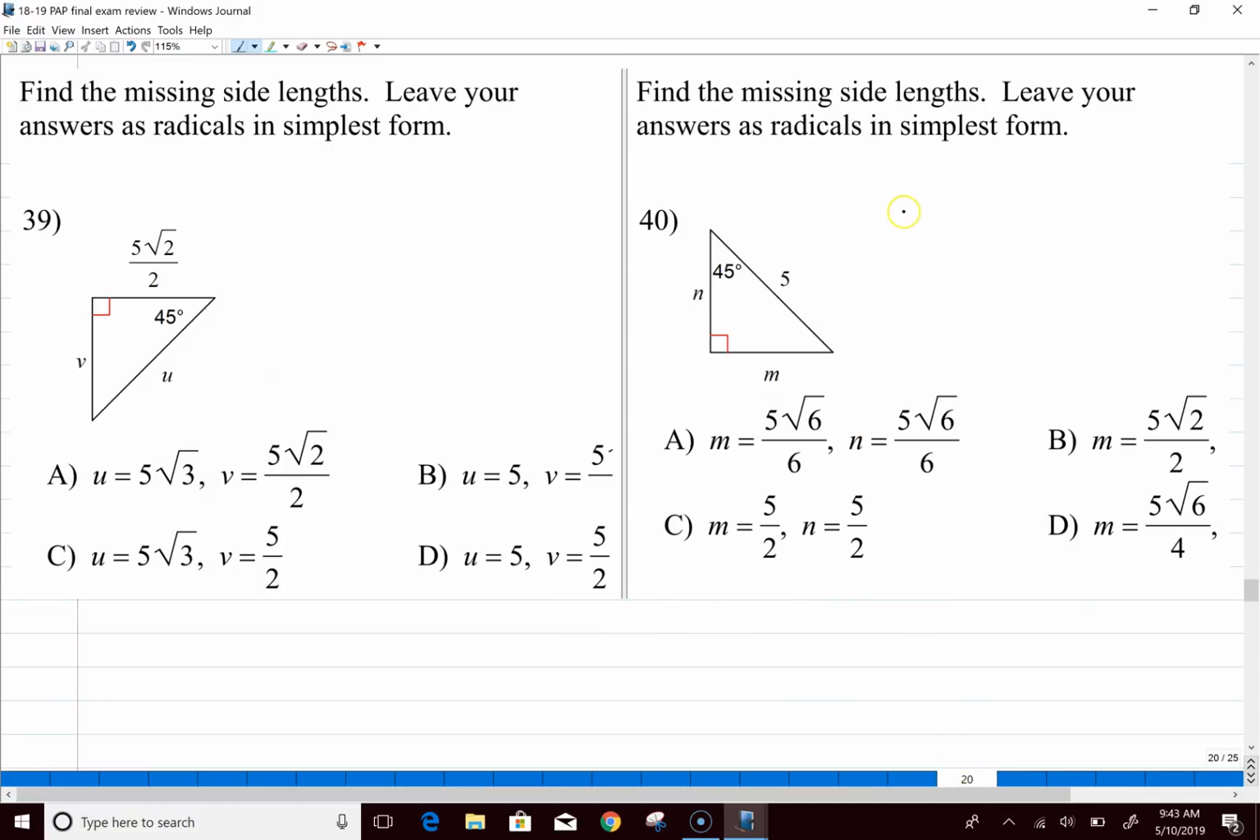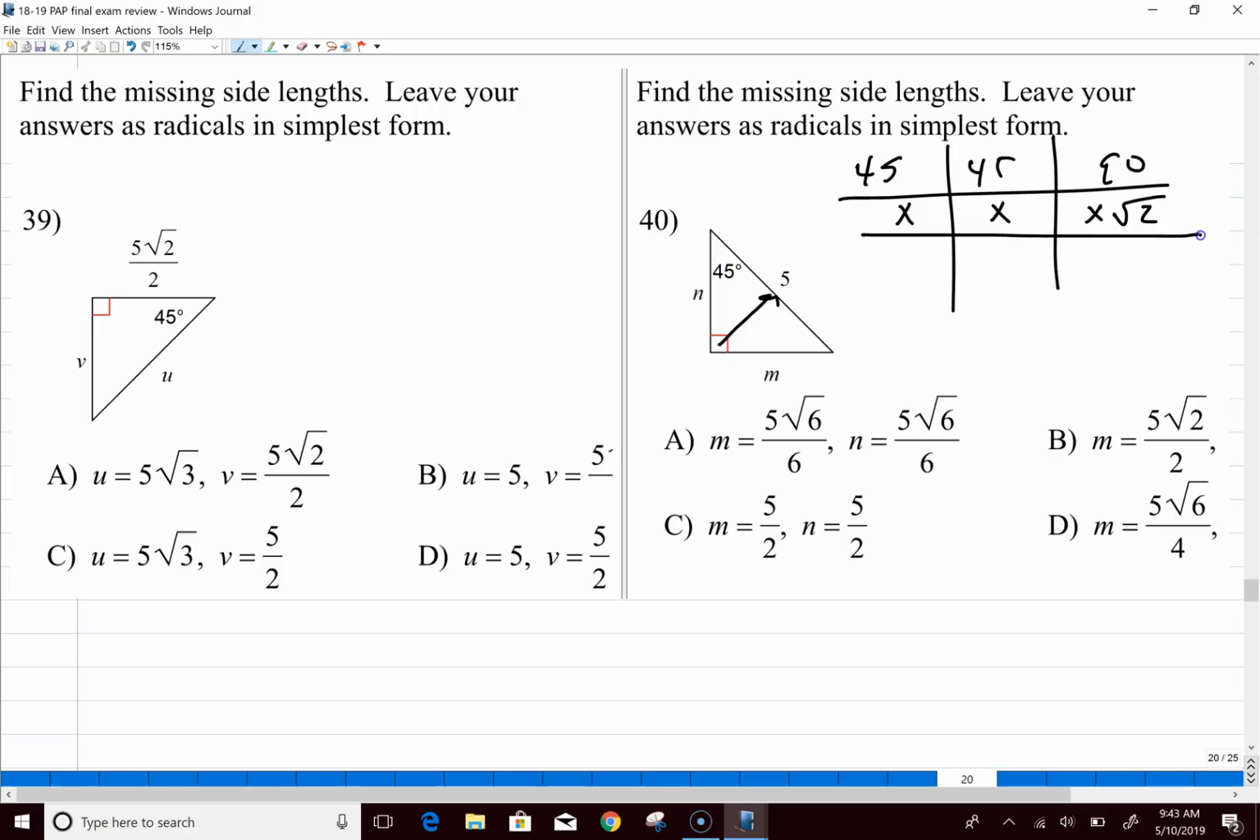Oh, here we go. Pythagorean theorem. I mean, not Pythagorean theorem, I'm sorry. Special right triangles. Remember the table? The 45, 45, 90: x, x, x square root of 2. Okay? I have the one across the 90. So this is 5.